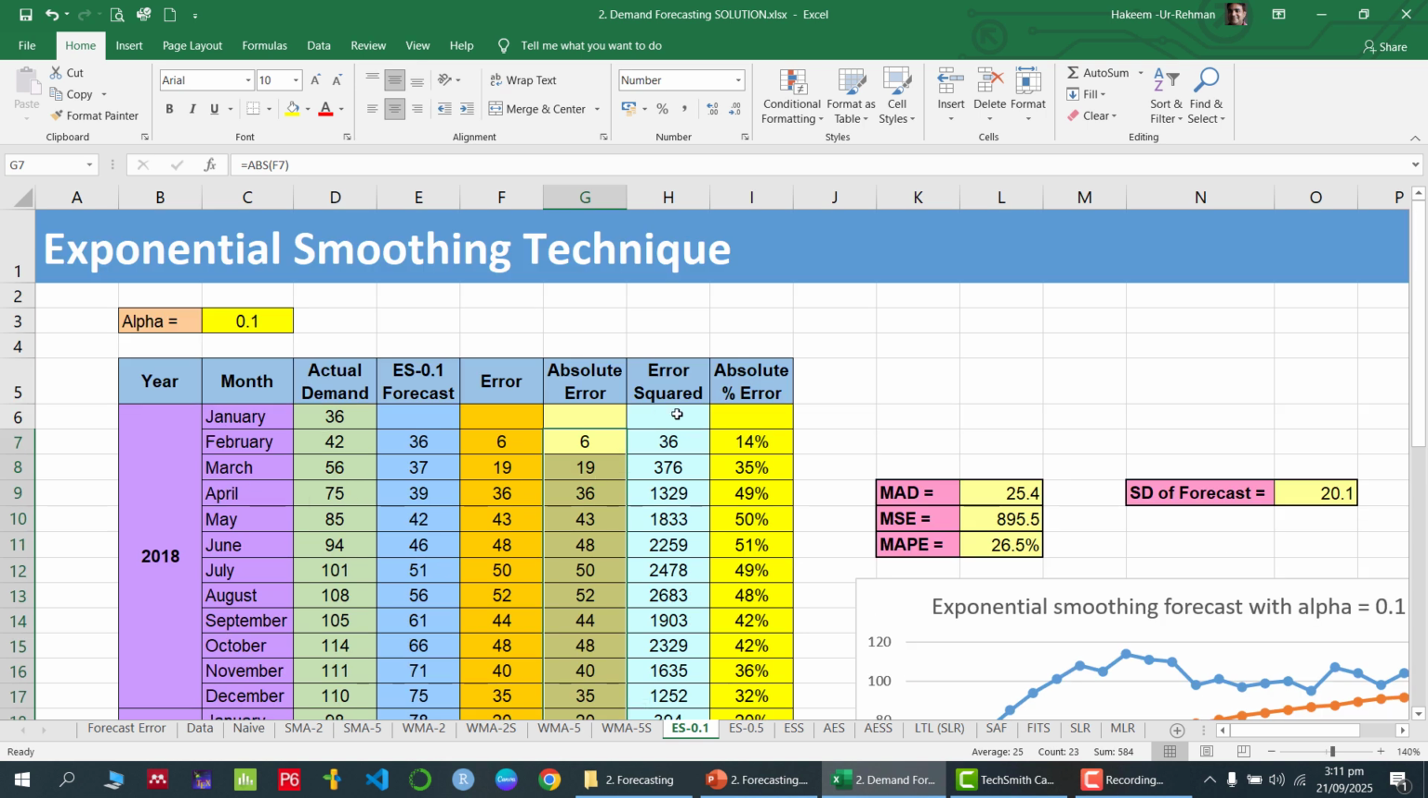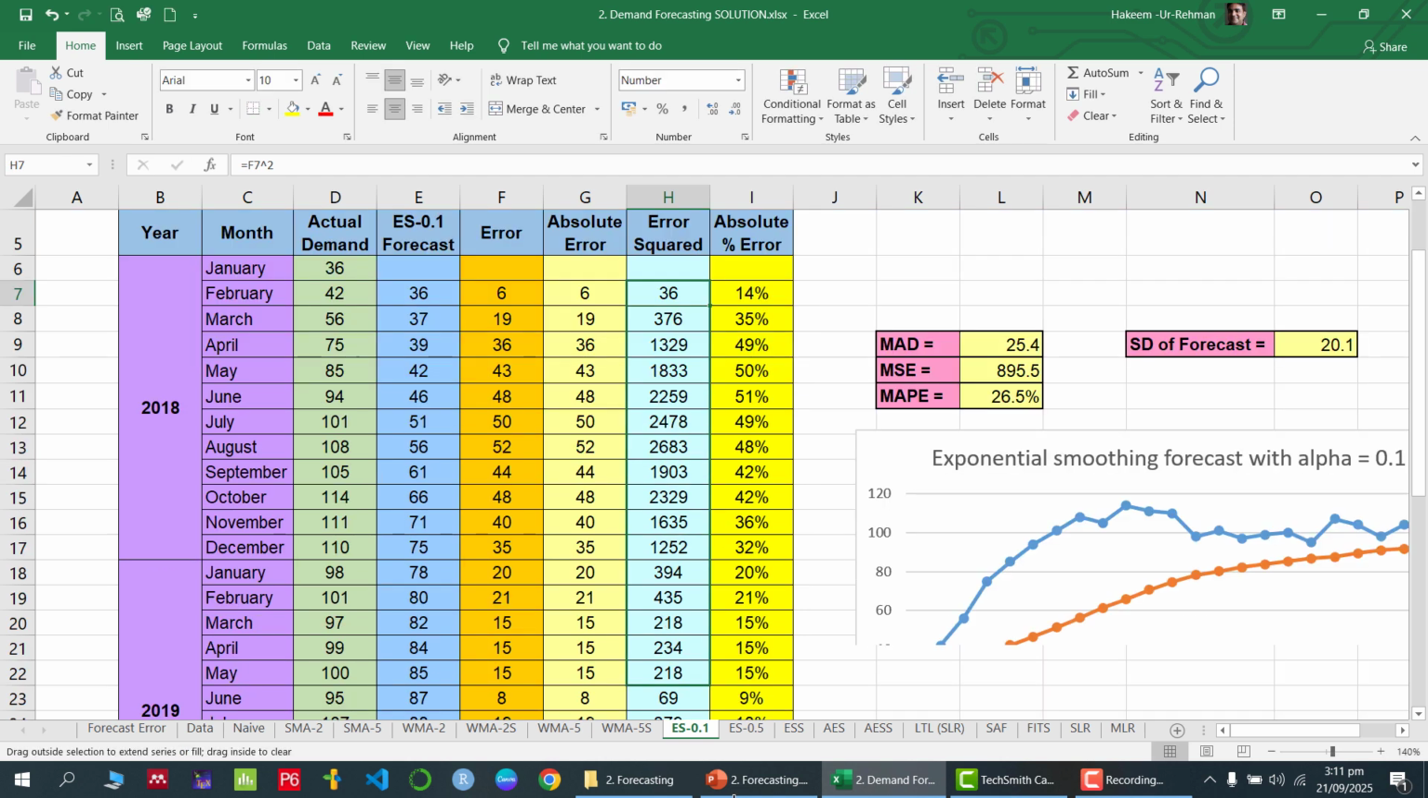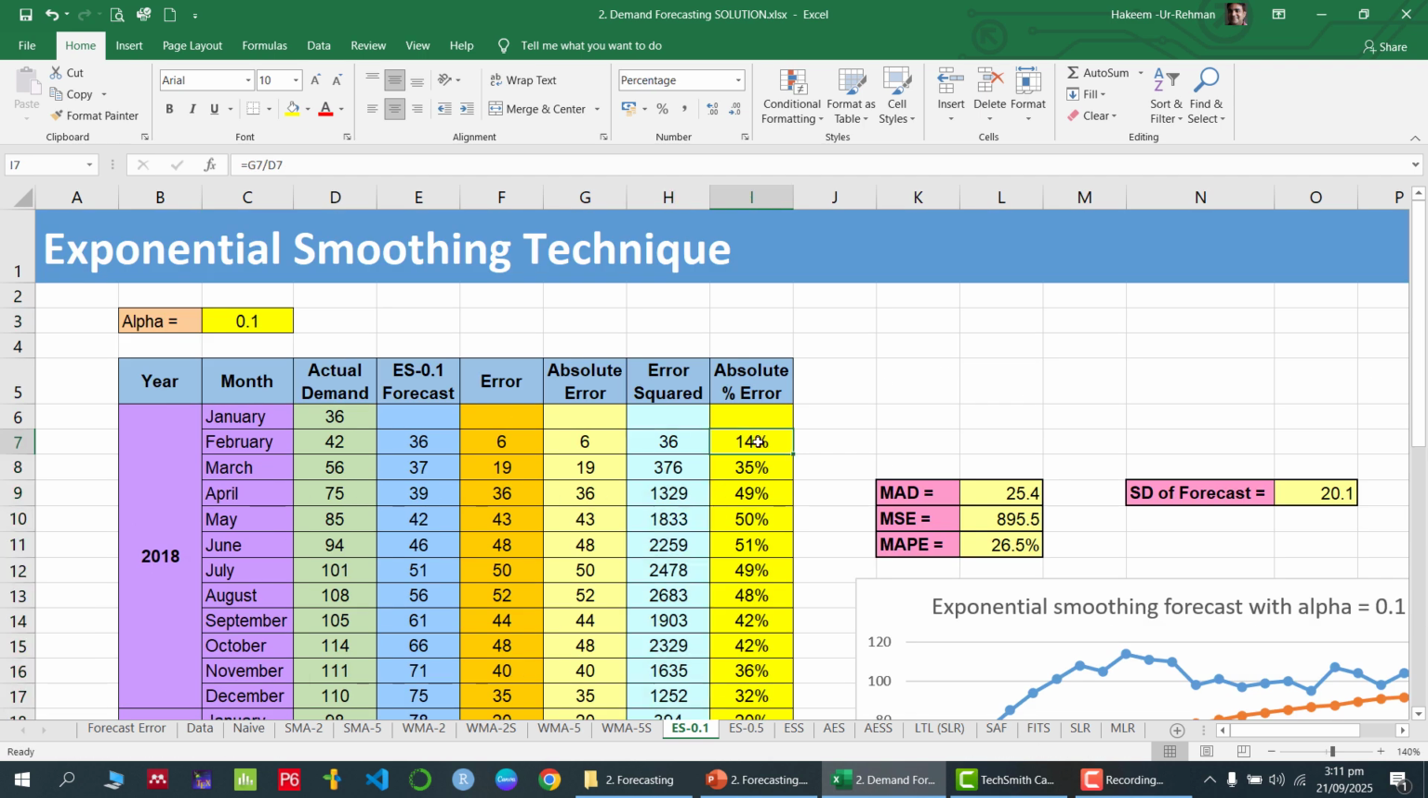Then we are going to calculate the error square of these errors, so equal to this error squared, and once again we can drag and drop. So this is the error square. In order to calculate the absolute percentage error, I format it as a percentage, and then the absolute error value is divided by the actual demand, and then we can drag and drop. So we get the absolute percentage error. And then I am going to calculate the mean absolute deviation, which is nothing but the average of these values.